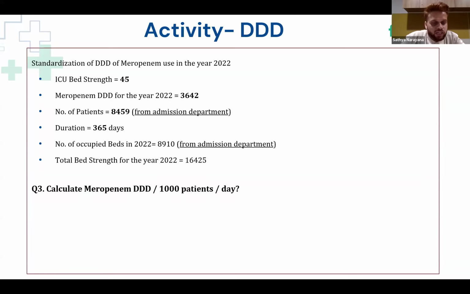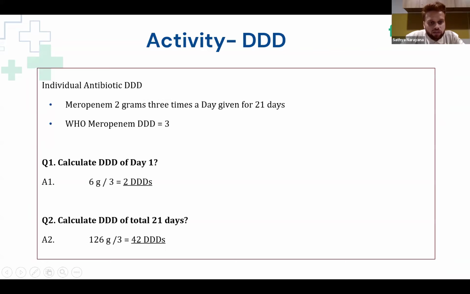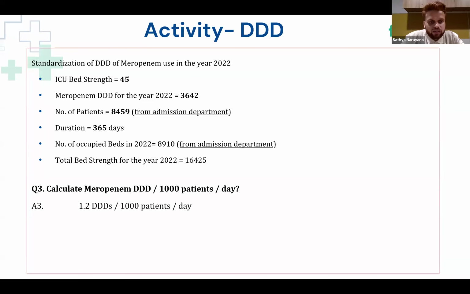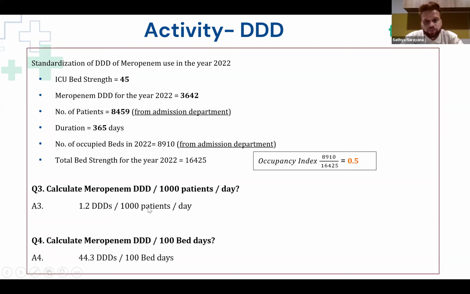Now we are calculating the DDD of meropenem per 1,000 patients per day. The same thing. First, we need to know the standard value we got here. So now we'll be calculating that 1.2 DDD per 1,000 bed days, because this is the value that we got this way.